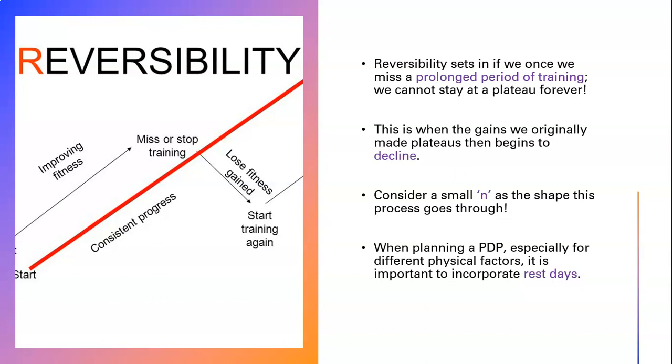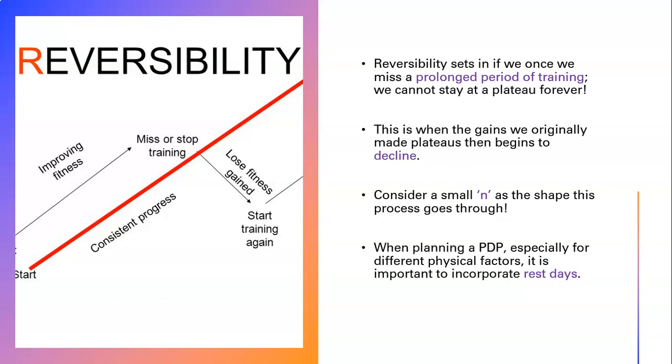The longer that we miss the training, the longer that we are out injured, that plateau begins to decline and it reverses the gains that we originally made. It actually looks like a small letter N. When planning a PDP, we can change this reversibility of part of sport to rest for reversibility.